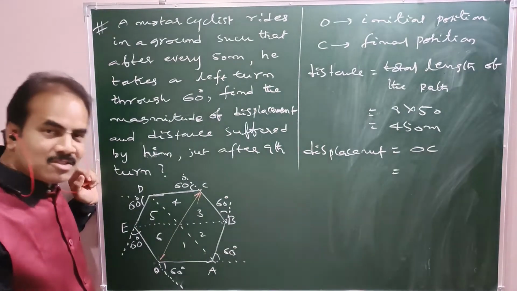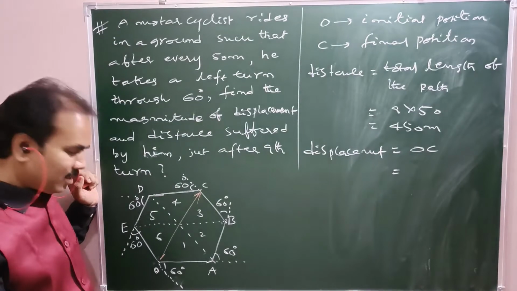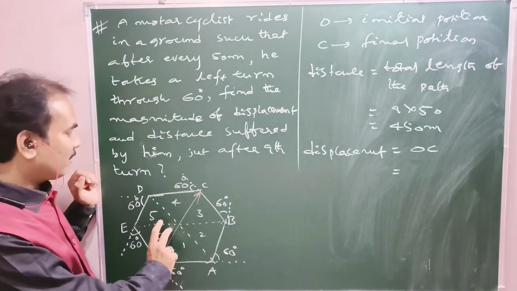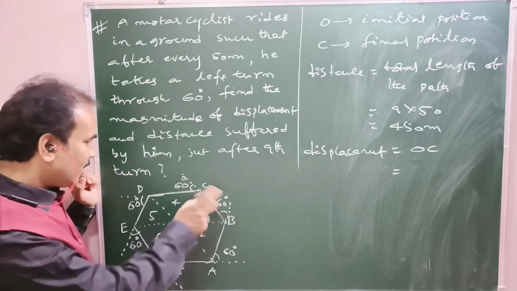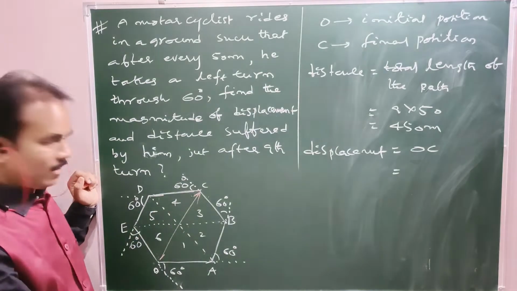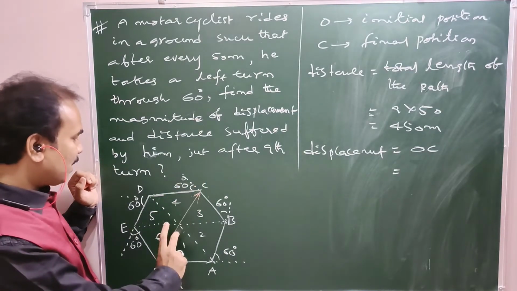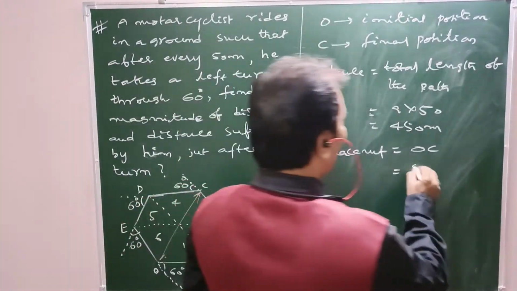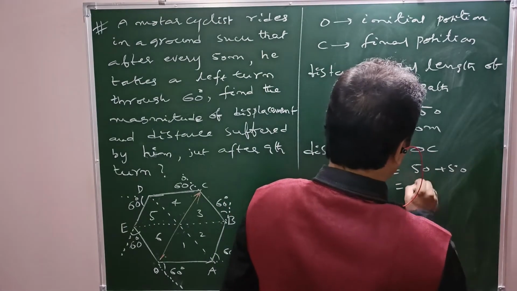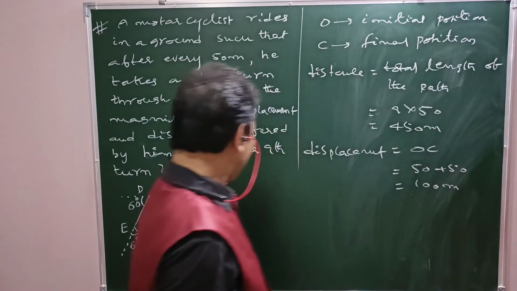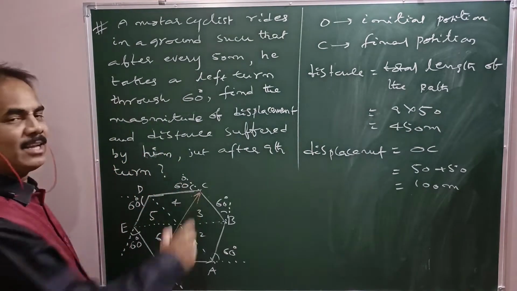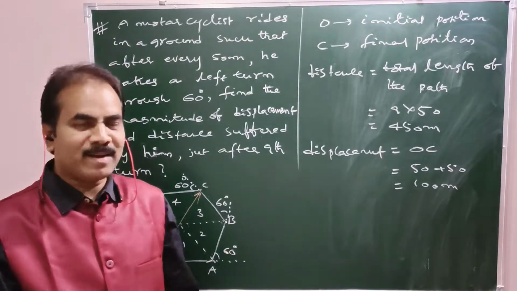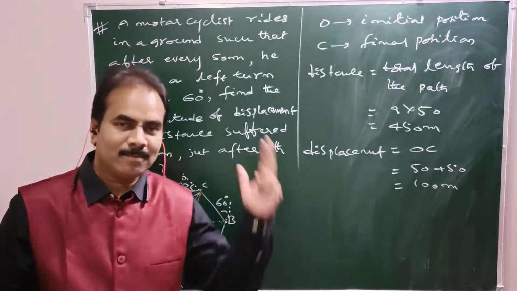Equilateral triangle in the sense all sides are identical, of equal length. This side is 50 meters, this side also 50, here also 50. Now what is the length of OC? 50 plus 50, that is 100 meters. From O to C means 50 plus 50, 100 meters. So that's how one can estimate the distance covered and the displacement of the motorcyclist.